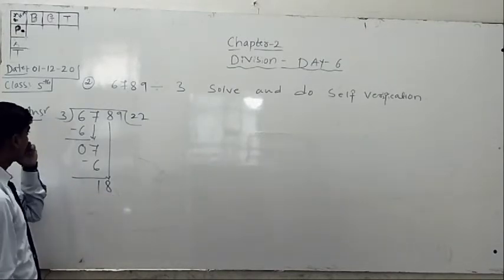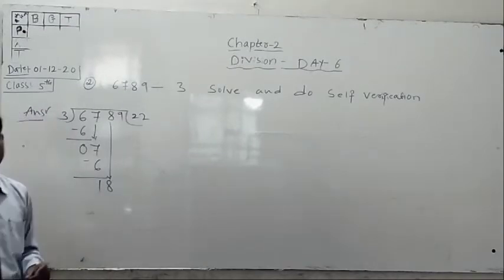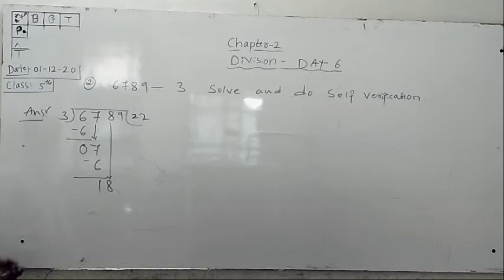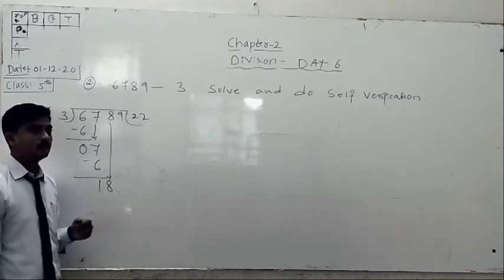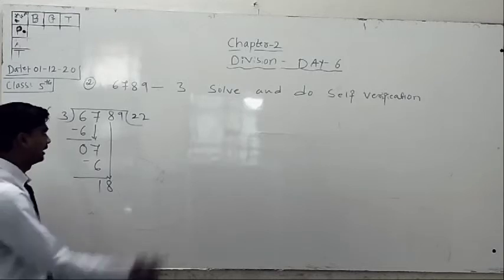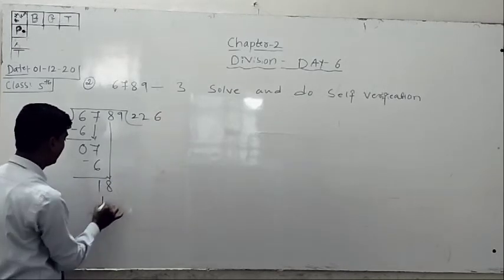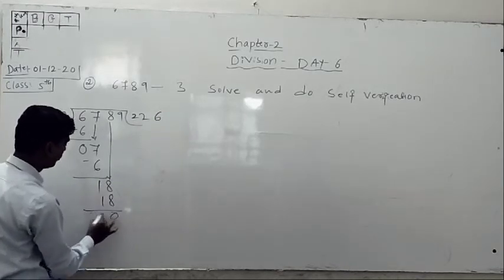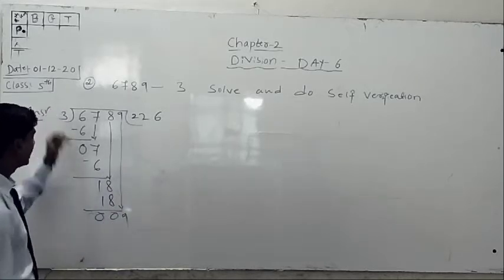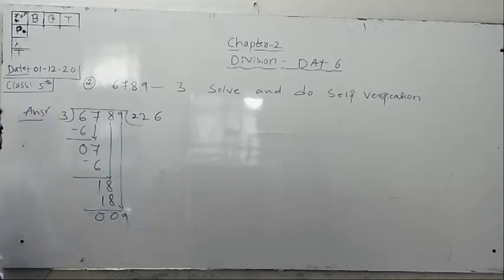Then you have to check 3's table of 18 or not. 3 1s are 3, 3 2s are 6, 3 3s are 9, 3 4s are 12, 3 5s are 15, 3 6s are 18. Yes sir, 18 is there, sir. 3 6s are 18. Then 0 0. Then you take again the last number 9. 3's table of 9 or not? 3 3s.